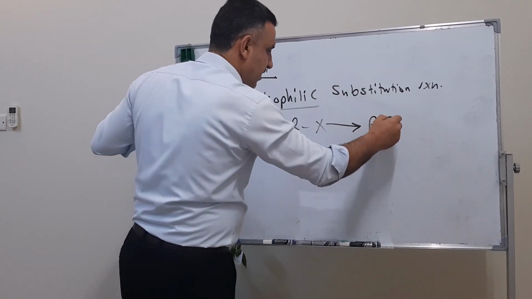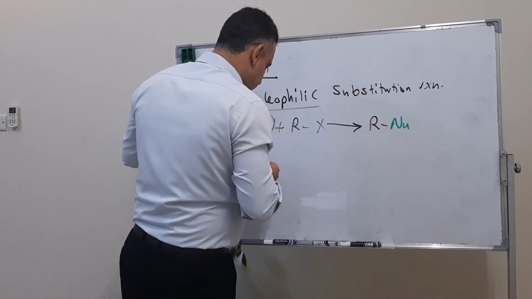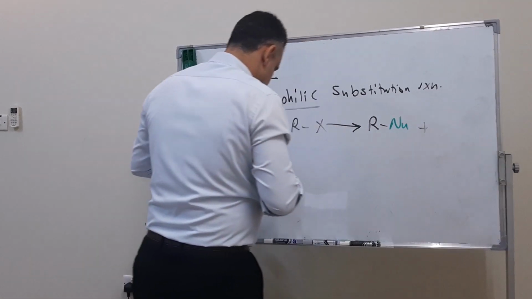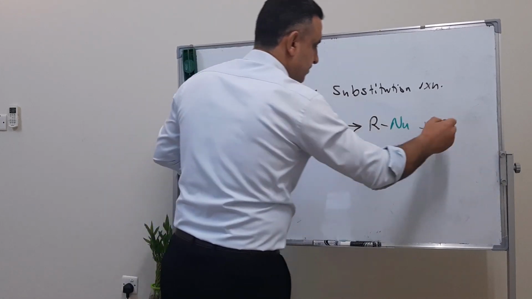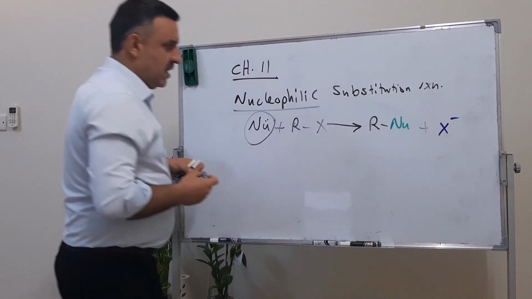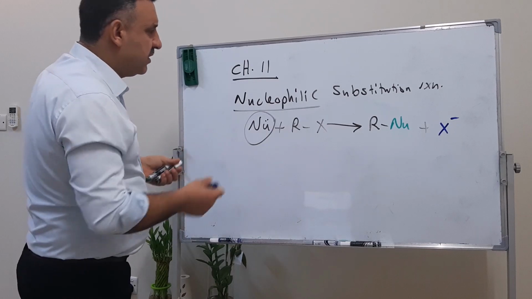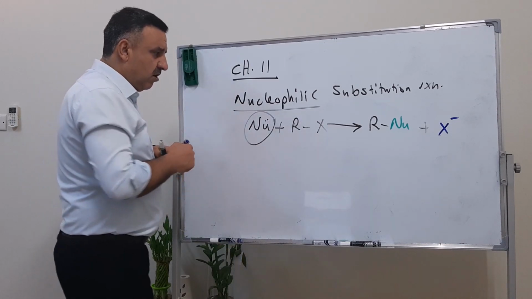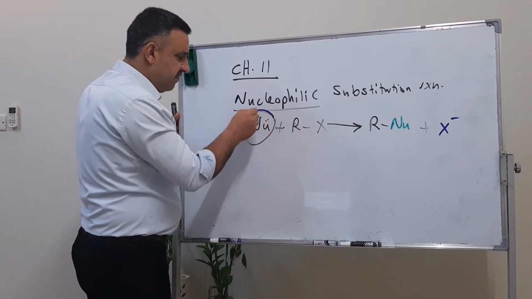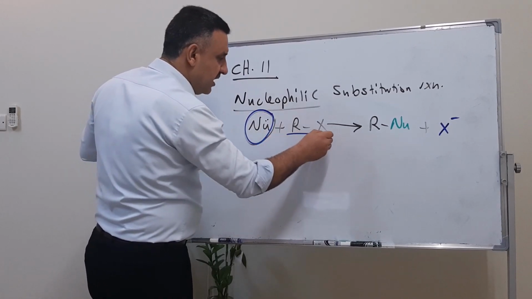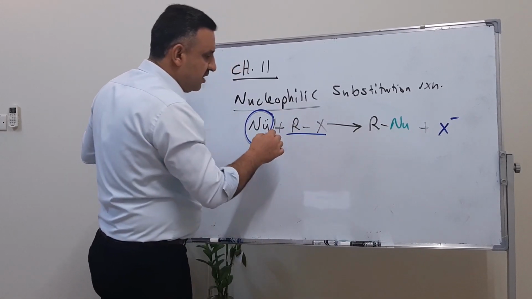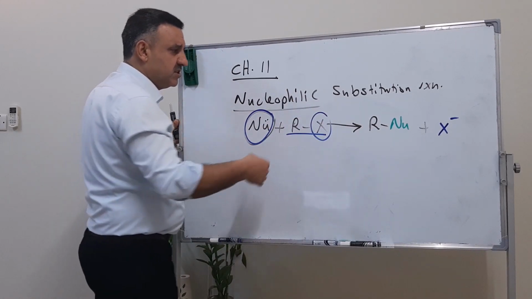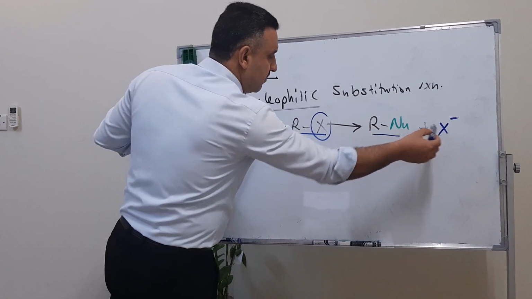R-nucleophile plus X. In this case, as you can see, that's why we call it nucleophilic substitution reaction. In all of these reactions, we have a nucleophile reacting with an alkyl halide, and the nucleophile will displace the halogen, will substitute the halogen to get R-nucleophile plus X.